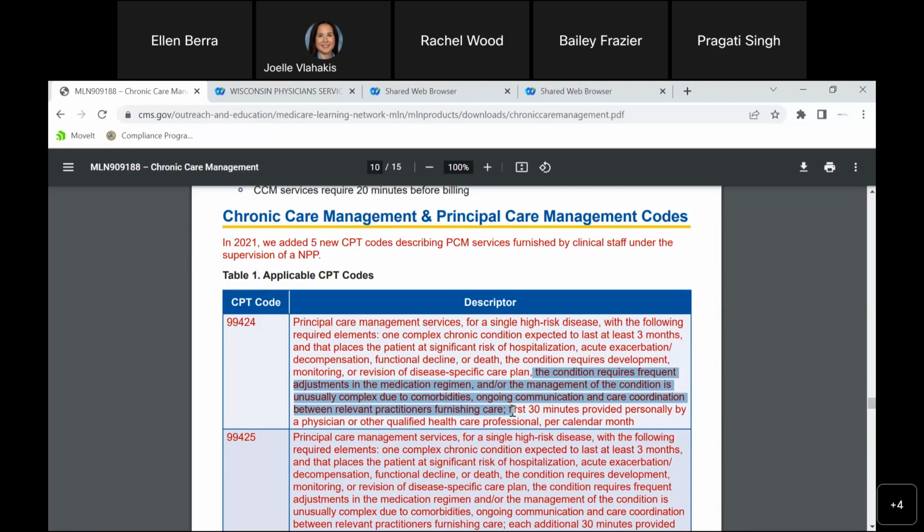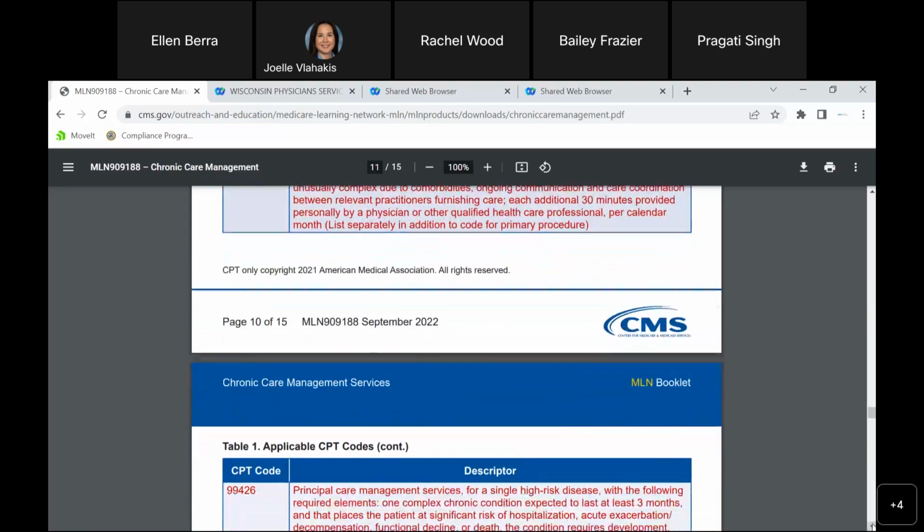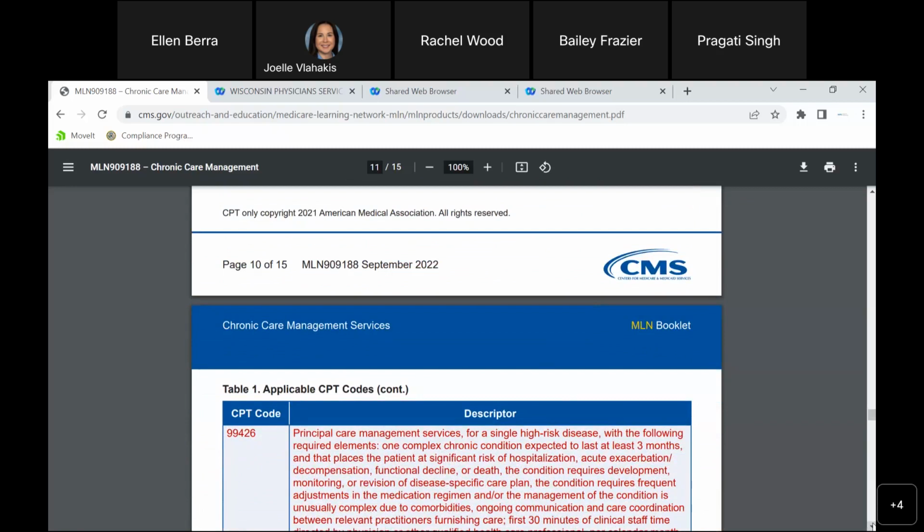And then the same rules apply for this procedure code here. You can see it's the first 30 minutes provided by the physician or practitioner. We have each additional 30 minutes. As we scroll down, we get into the additional procedure codes. So pages 10 through 12 in this document have a listing of all of the procedure codes.